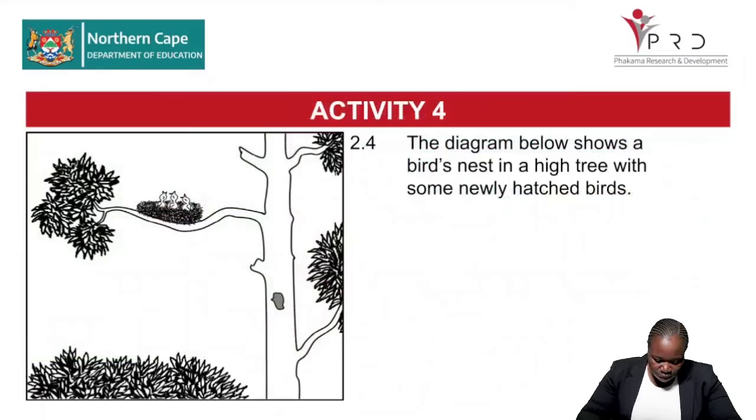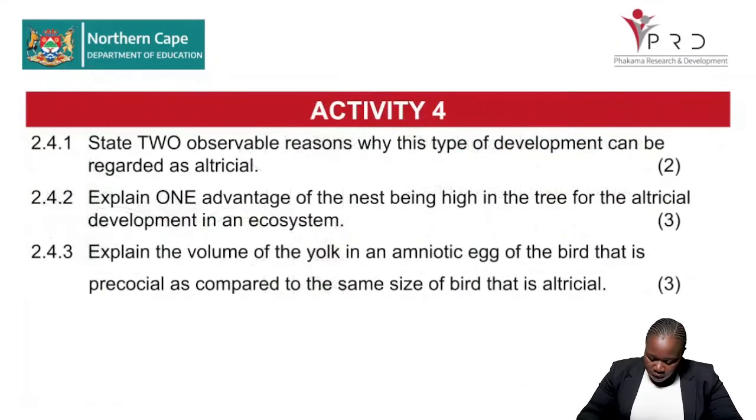Last activity for today, question 2.4 says the diagram below shows a bird's nest in a high tree with some newly hatched birds. As we can see, we have some newly hatched birds in that nest. Okay, about 8 minutes to go through the questions and then we will come back and discuss them.